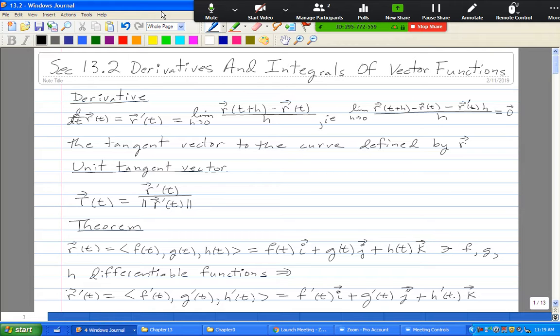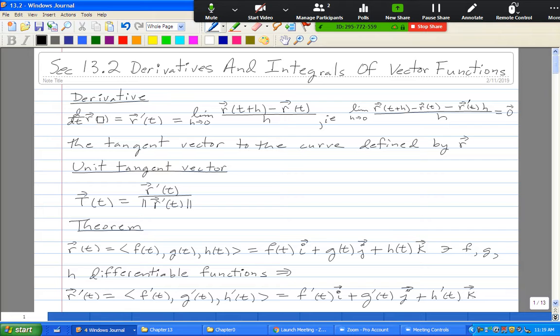Section 13.2, derivatives and integrals of vector functions. So the derivative of a vector function is defined the same way we define a derivative of a regular function. Basically, we will just take the derivative of each of the components of that vector function.